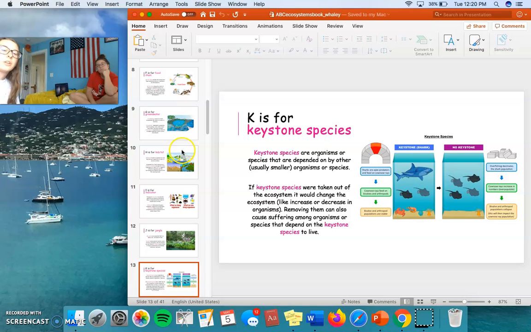So like in our picture, if there was no shark, the manta rays or the stingrays would be overpopulated. There'd be too many of them. So the sharks keep the stingrays at a small amount by eating them.